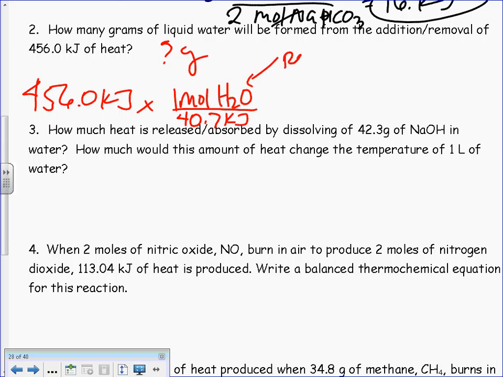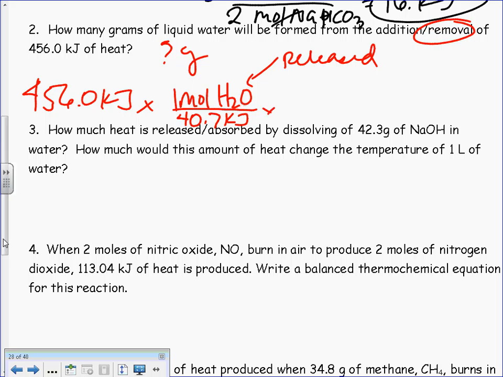And I know it's released because it says it's exothermic. And so that's why it's talking about the removal of energy. So I'm not going to put the negative in the problem, but we all talked about it being released. Okay, so we got our kilojoules converted to moles of water, and our last step would be what? Moles to grams, because the question was asking about grams again.